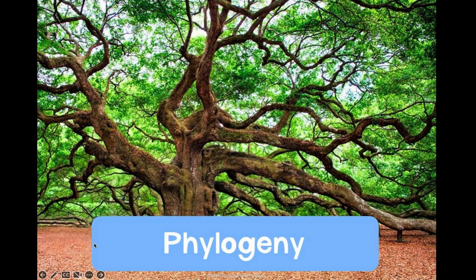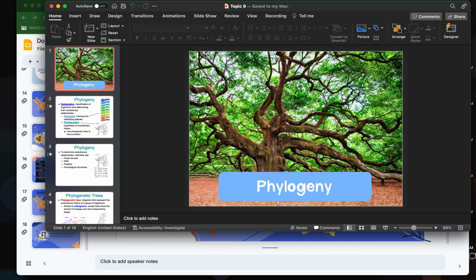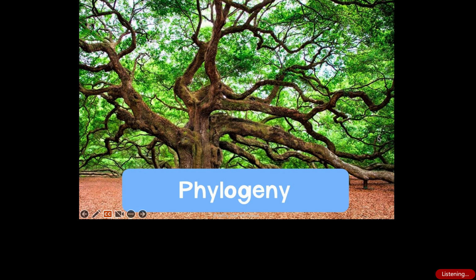Alrighty, cool. So, phylogeny. First of all, let's take a look at that gorgeous tree. Look at that gorgeous tree, just being a gorgeous tree. This is Unit 7, topic 9. It's got its own thing.